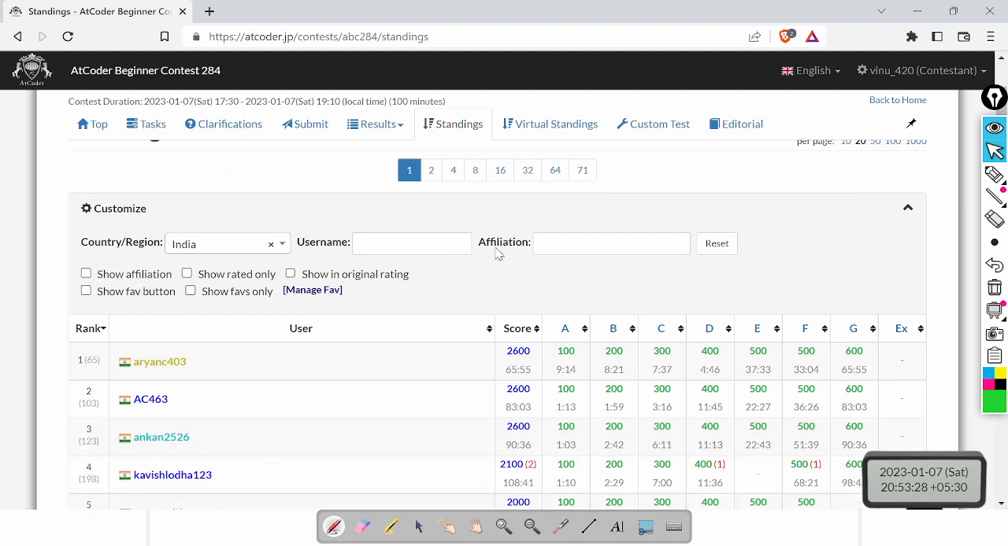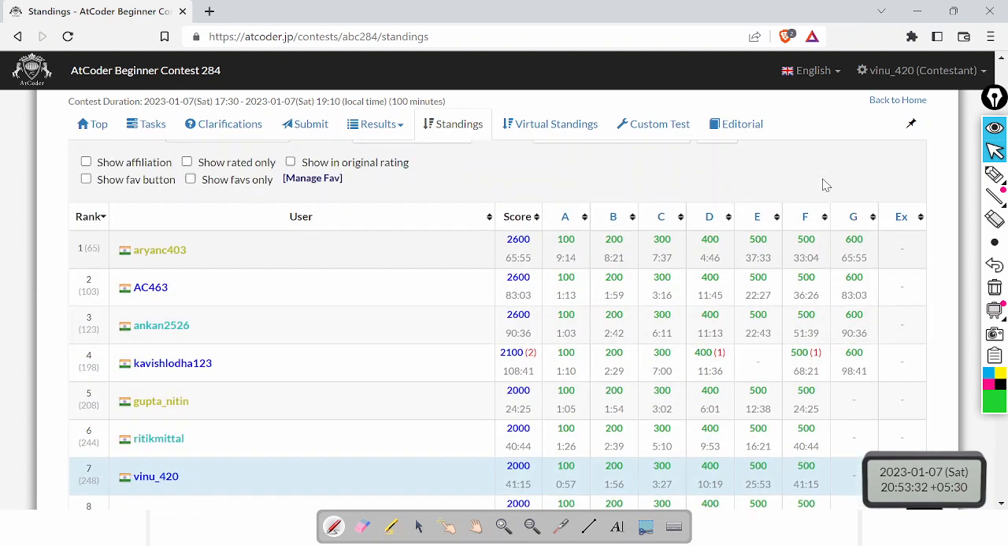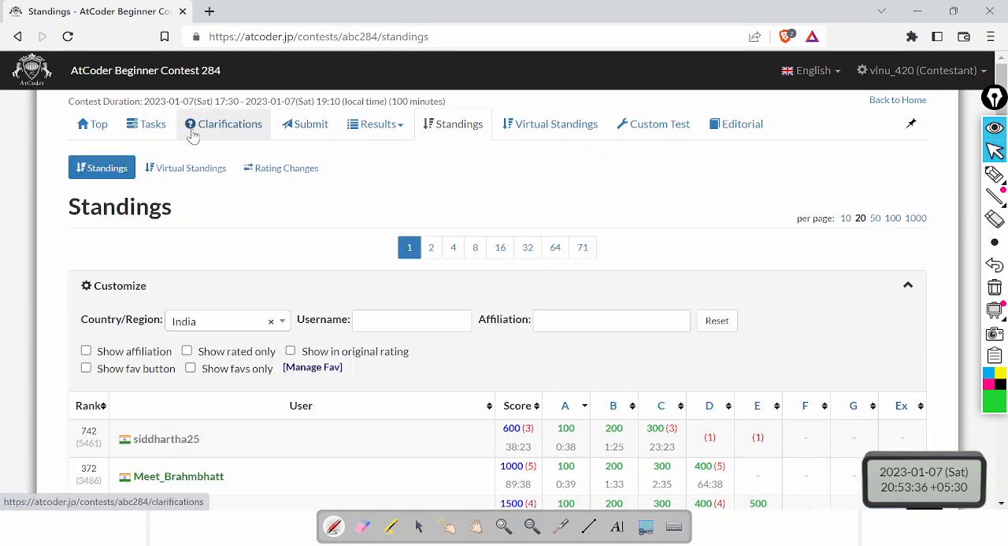Hello friends, so today I will try to explain my solutions to problems A to F of the AtCoder Beginner Contest. So let's start.